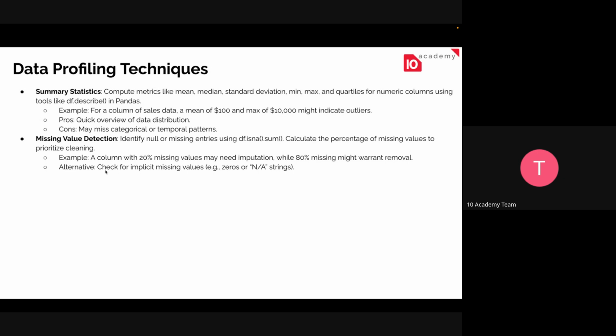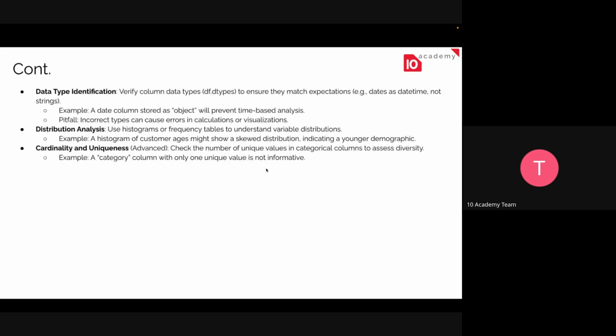So alternatively, check for implicit missing values. For example, you can check for zeros or NA strings and so on. The other thing for data profiling is checking the type of the data. You can do this by using df.dtypes, which is data types, to ensure they match your expectation, if you already have one. Common pitfalls are that incorrect types could cause errors in calculation and visualization in the future, so you need to do this as well.